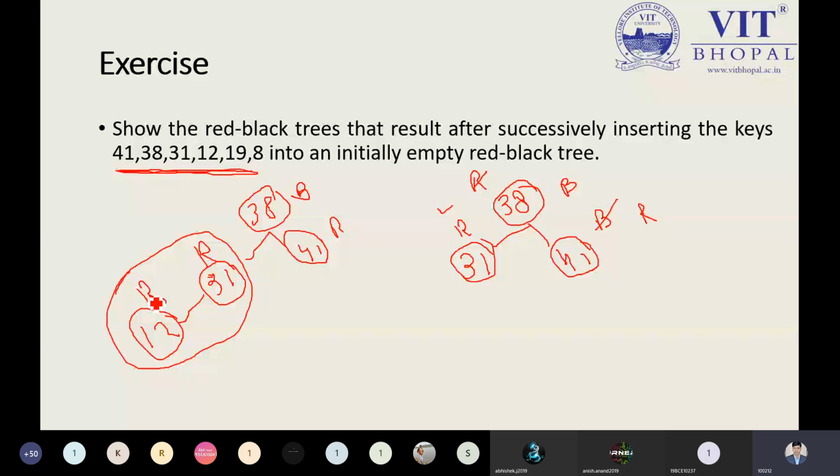So I can change it. Can I change it? This is black. Can I change this to black or not? Sir, leaf nodes are black, right sir? Yes, so we can make 12 black. But this is a newly inserted element, so we can recolor it, right? Yes, sir.